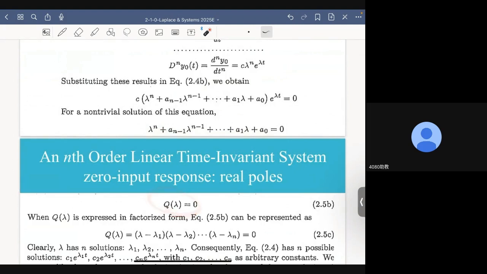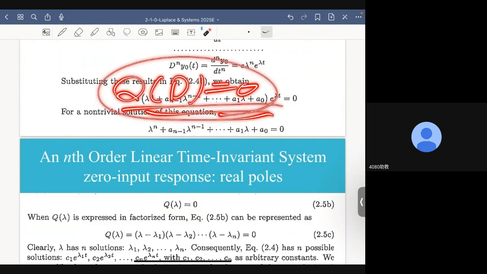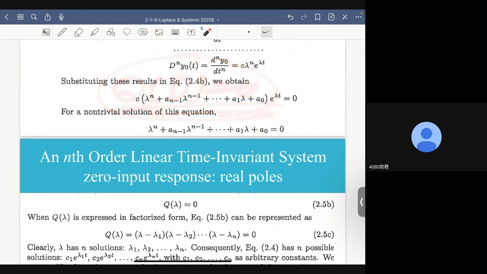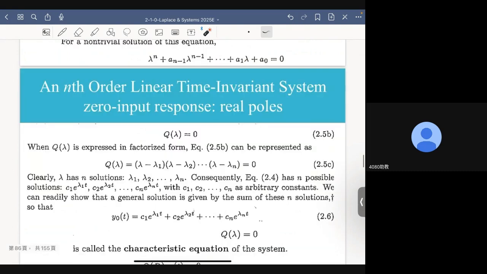So this is the characteristic equation you encountered in the course of engineering mathematics. And Q of D equal to 0 is the characteristic equation used in the course of control. Mathematically, as I said, this is probably the third time, they are identical, okay?